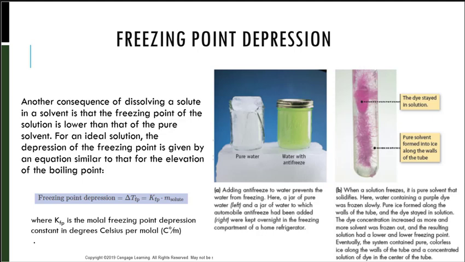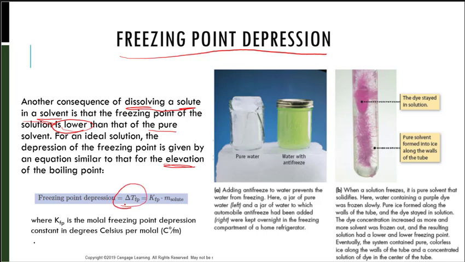Welcome back to the second part of this section. We are looking at freezing point depression. Another consequence of dissolving a solute in a solvent is that the freezing point of the solution is lower than that of the pure solvent. For an ideal solution, the depression of the freezing point is given in an equation that's similar to that of the elevation of the boiling point.